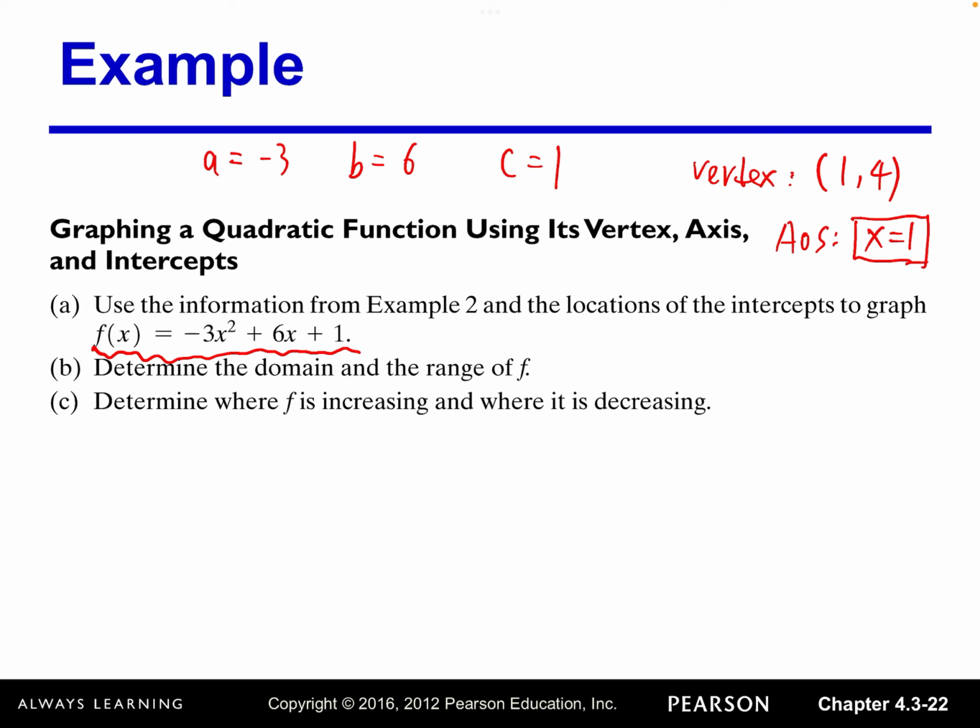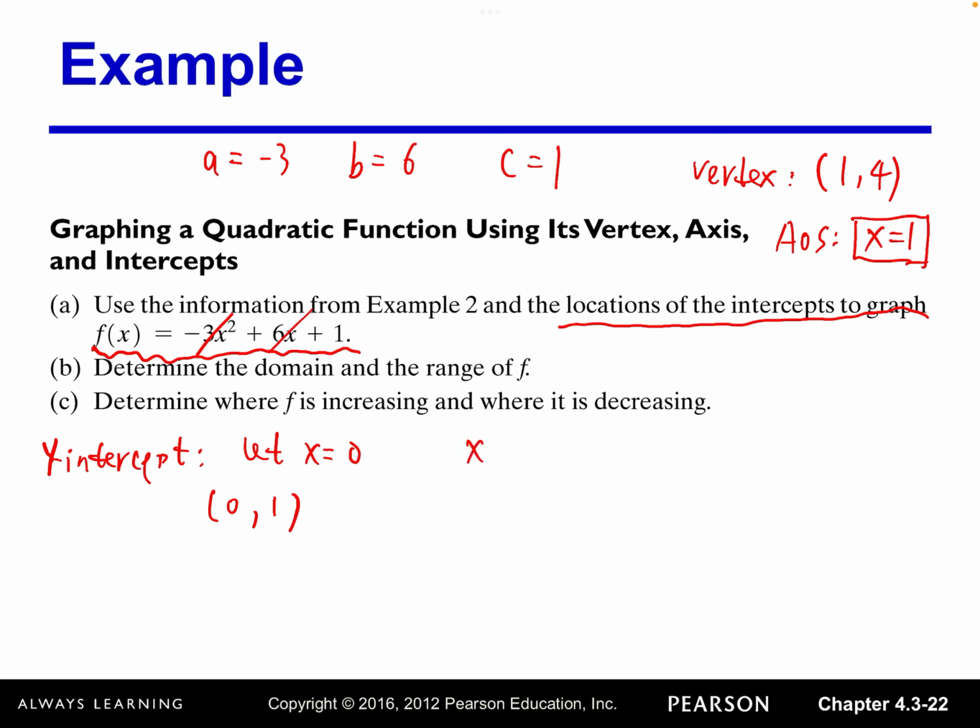Now use the information from example 2 and the location of the x-intercepts to graph the function. So now we only need to find the x-intercepts and the y-intercept. The y-intercept is also easy to find, right? Replace x by 0, so this term is 0. So f of 0 equals 1, so the y-intercept is (0, 1).